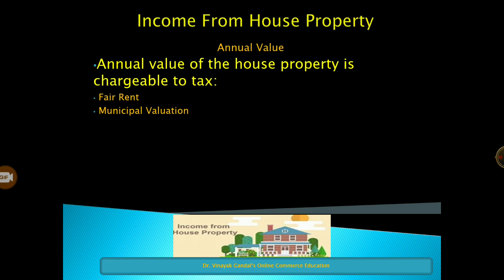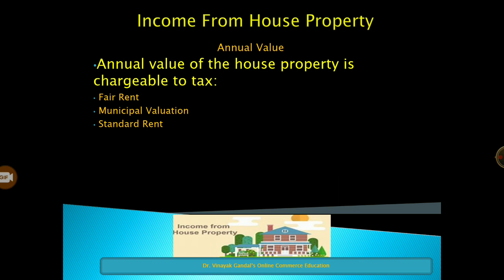The local authorities like Gram Panchayat, municipal corporation and other local authorities of government determine the municipal valuation of house property for charging municipal taxes. So whatever municipal valuation is assigned by the local authorities is also considered while determining annual value of the property. Okay. Third concept, that is standard rent.